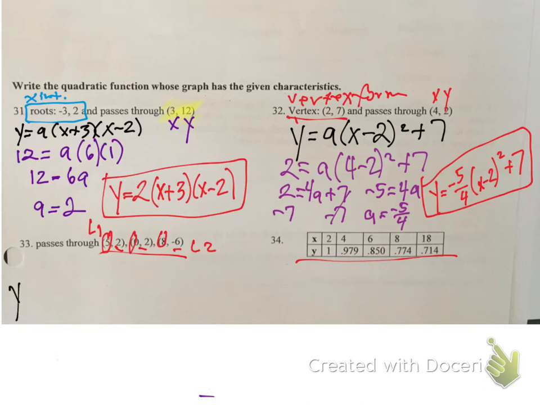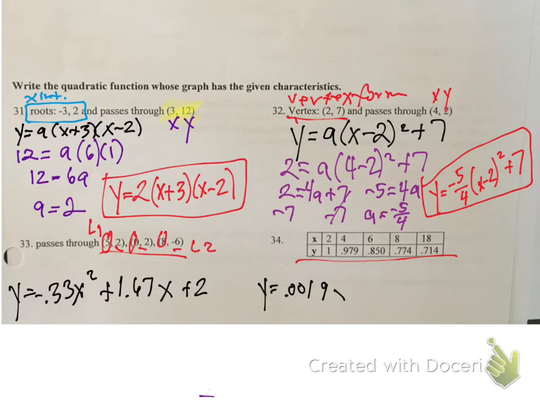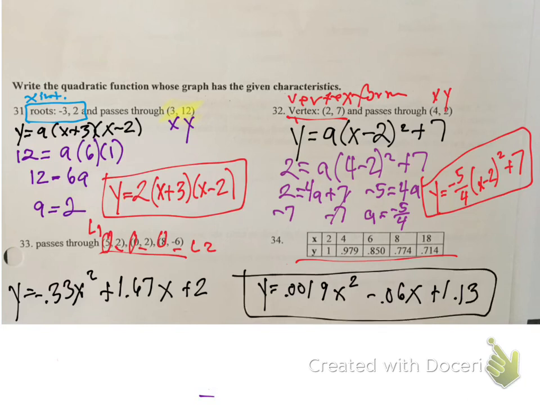So for 33, when you do that, you should have gotten negative 0.33 x squared plus 1.67 x plus 2. For the next one, you should have gotten 0.0019 x squared minus 0.06 x plus 1.13. And that is just all in the calculator.